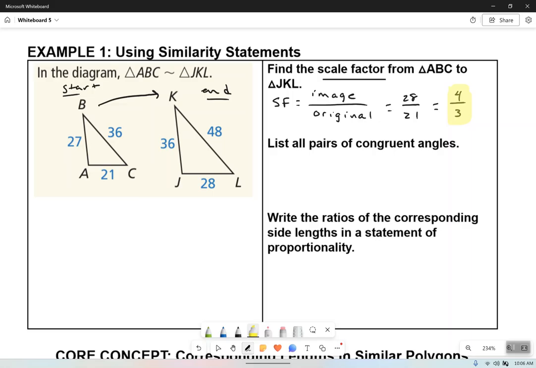Now it says list all pairs of congruent angles. This is easy. What's angle A have to be congruent to, kids? Say again. What's angle B have to be congruent to? What would B match up with? All right, and then finally, what would angle C have to match up with?